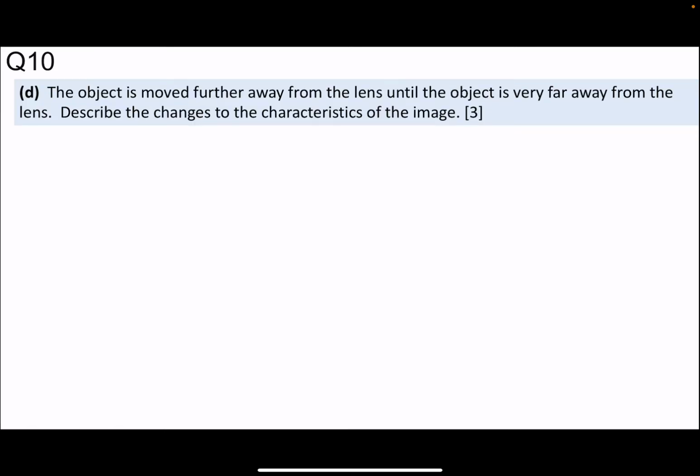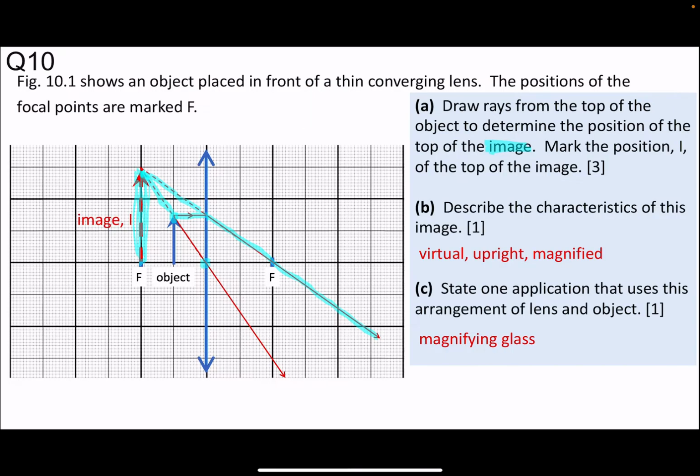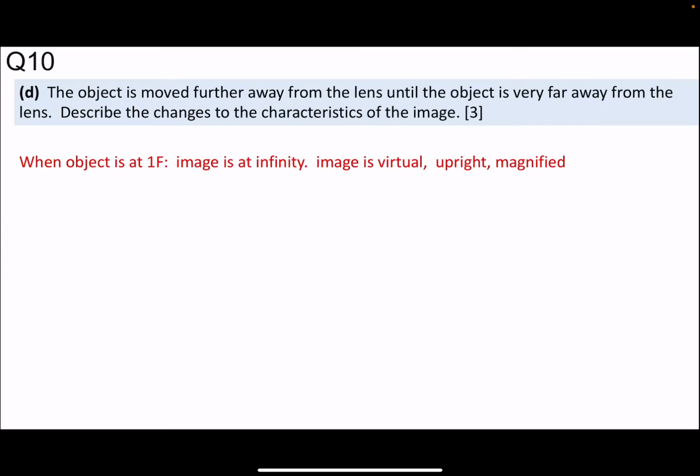Now, this object is moved further away from the lens until the object is very far away. Describe the changes to the characteristics of the image. So going back to the question, this object now is moved towards the left side, away from the lens. How will the image change? When the object is at 1F, the image will be at infinity. Image is virtual, upright, and magnified.